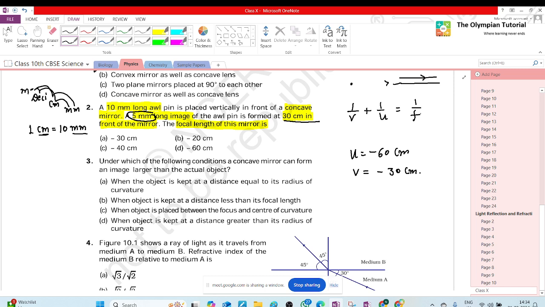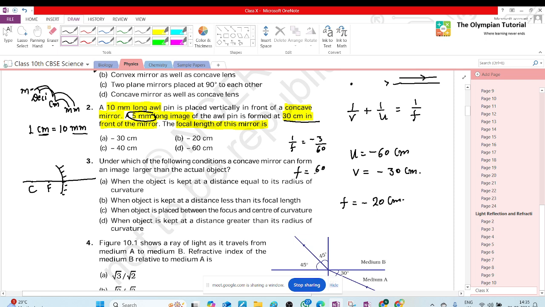Ma'am, focal length cannot be negative, right? It can be, because it is also on the left side. Ma'am, I suddenly got a doubt. I got minus 3 by 60 is equal to 1 by f. So f is equal to... Ma'am, will the sign change? No, f is equal to minus 20 centimeter. Ma'am, if I'm taking minus 3 by 60 is 1 by f, then when writing f's value, will it be 60 by minus 3? But finally you will get minus 20 centimeter.